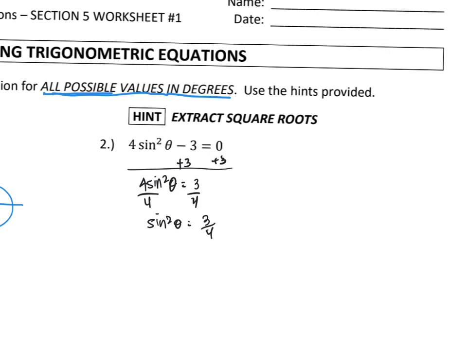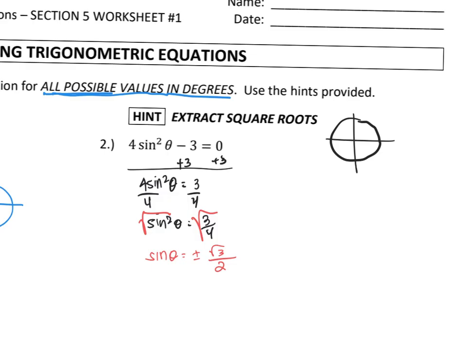And now this is where the extracting square roots comes in. We're going to square root both sides because there is a sine squared. So the opposite of that is square root. And then we're left with sine theta equals plus or minus root 3, and the square root of 4 is 2. So I'm just going to say sine is equal to plus or minus root 3 over 2. And lucky for us, this is another time this occurs on the unit circle, so we don't need a calculator.